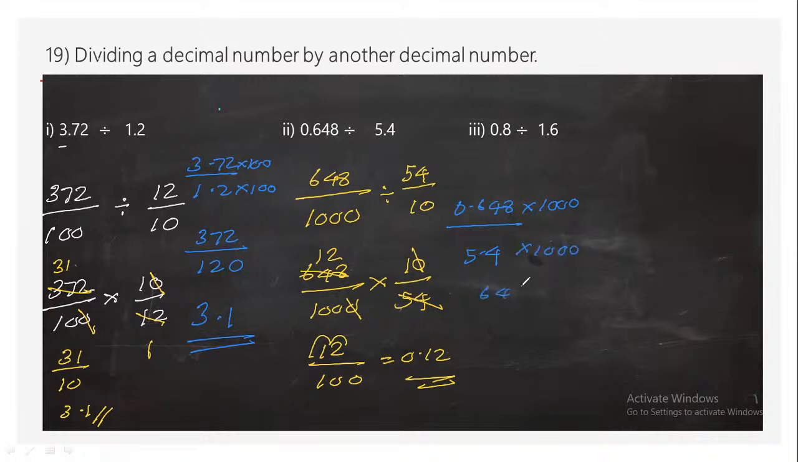648. When removing the decimal places, move to the right-hand side. Divide by 5400. Then you will get the answer 0.12. You can select any method, right? If you prefer this one, use this one, if not, the other. Next question.